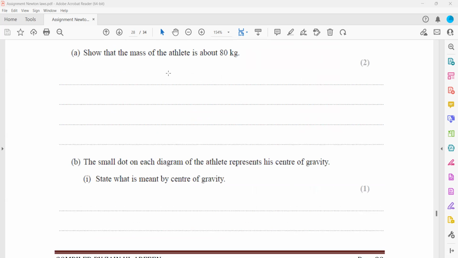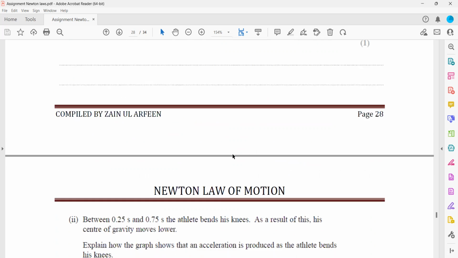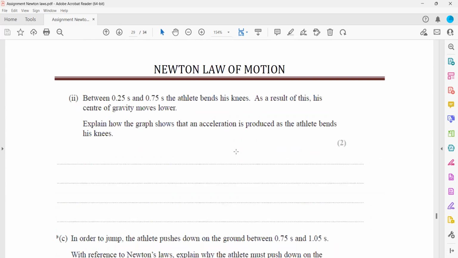Then a small dot on each diagram of the athlete represents his center of gravity. What is meant by center of gravity? The definition: it's a point or a position where the whole weight of an object acts, or where the force of gravity acts, you can also say. Between 0.2 seconds and 0.7 seconds, the athlete bends his knees. As a result, the center of gravity moves lower.